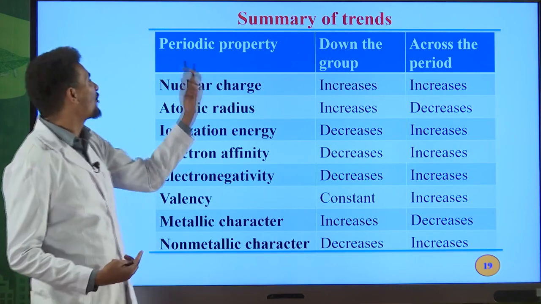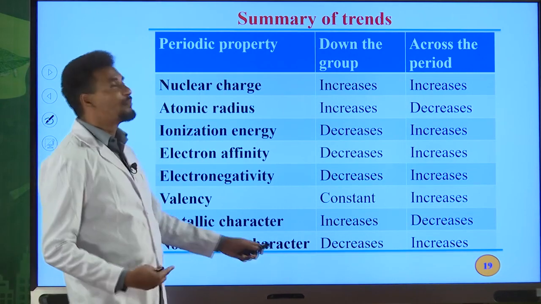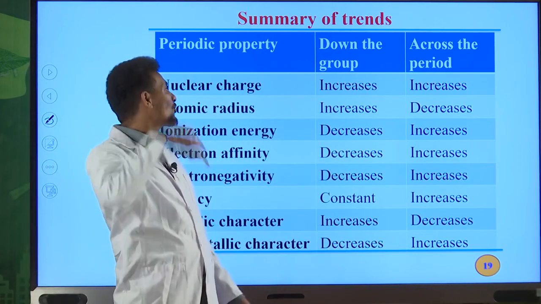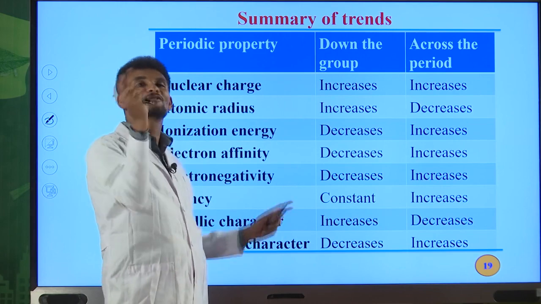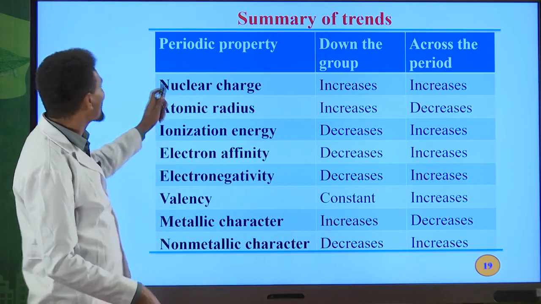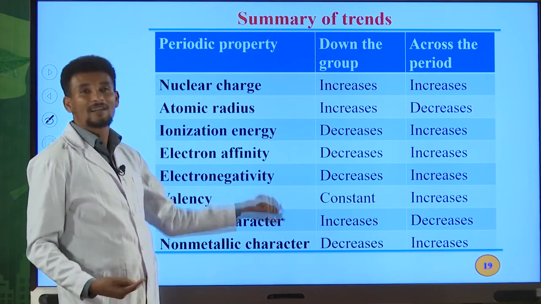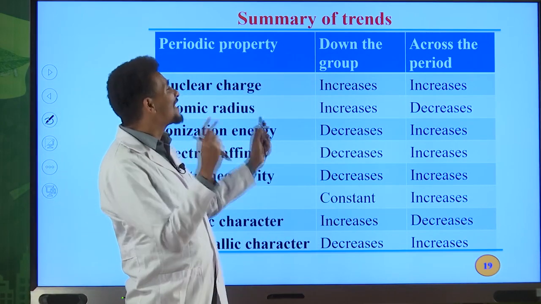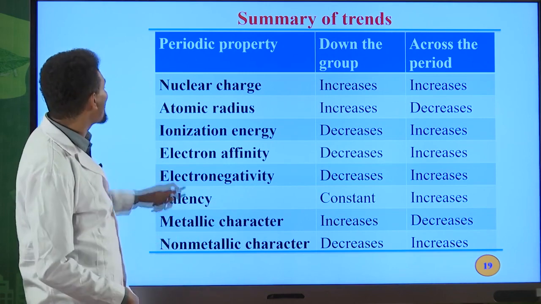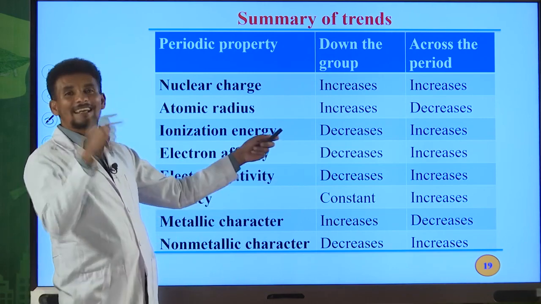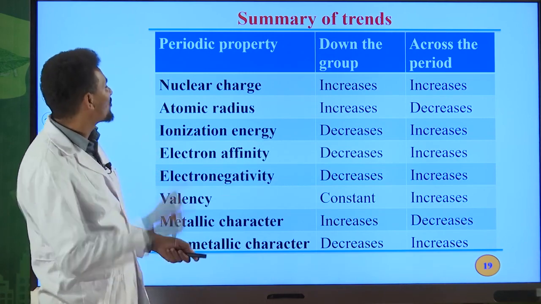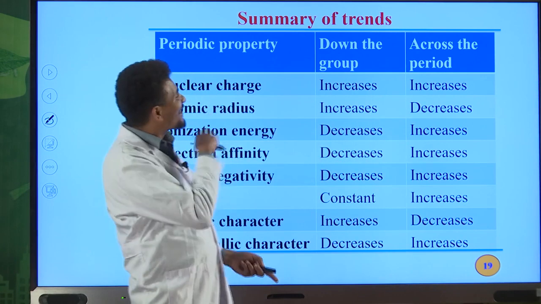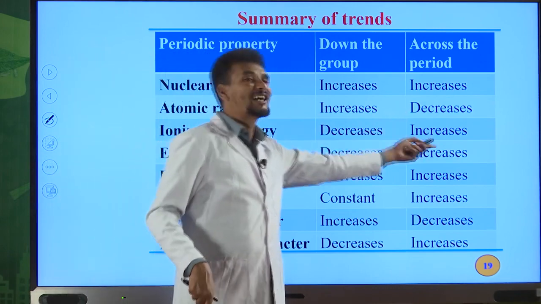So this is a summary of trends. These are periodic properties. Nuclear charge increases down the group from top to bottom, and it also increases from left to right across the period. The second periodic property is atomic radius. I already told you about this one. It increases down the group but decreases from left to right across the period. Ionization energy decreases down the group from top to bottom, so they are inversely proportional, but it increases from left to right across the period.